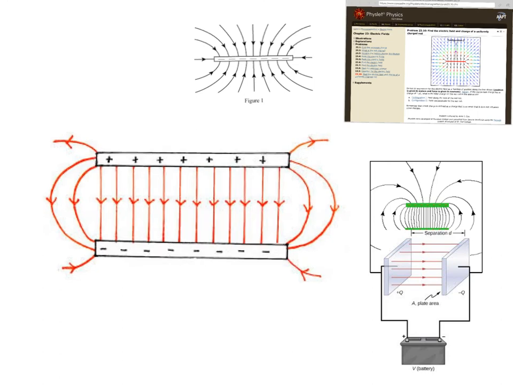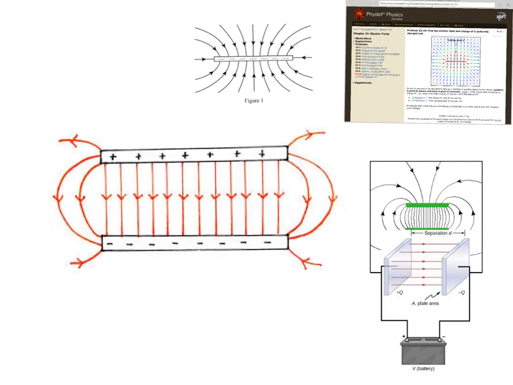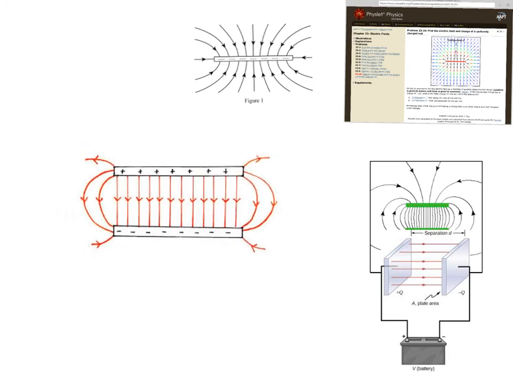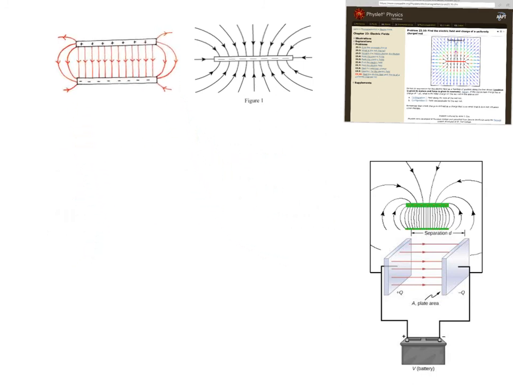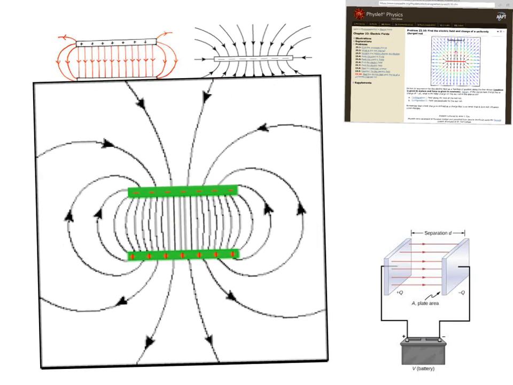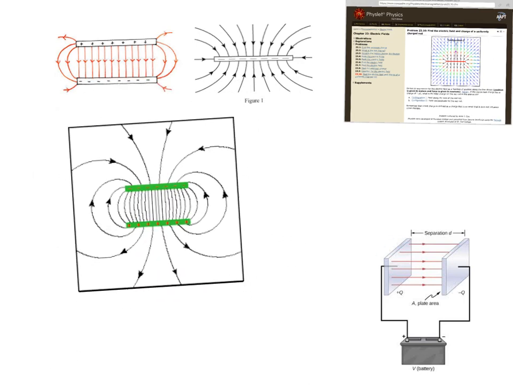So you don't really see the three-dimensionality, but it does show you that between the two plates, the field lines don't spread out, and so it's uniform. And you just have to imagine that these are two plates, not two rods. It's only near the edges where the field is not uniform. And here's another one. Again, it doesn't show the three-dimensionality, but it shows that between the plates, the field is uniform, but outside the plates, it starts to look more like a dipole, actually.